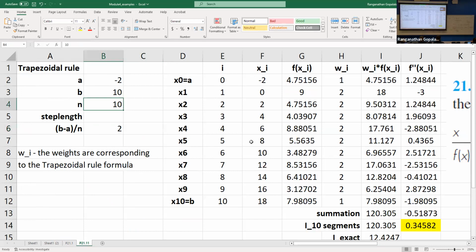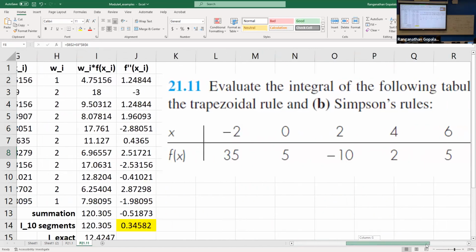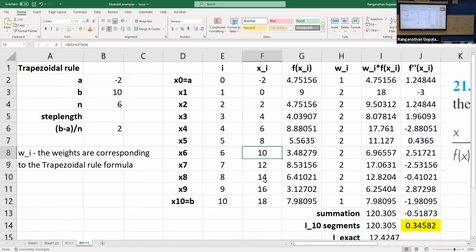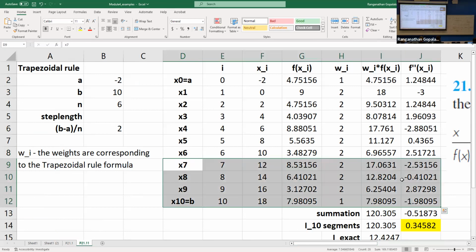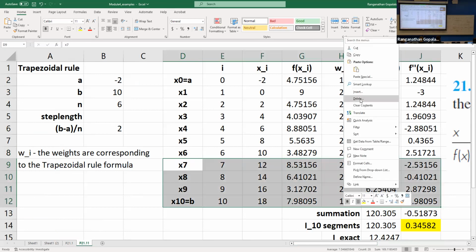And what is the number of segments? 6. Now if I look at this table, I didn't do anything else. The xi value just got updated automatically because I had already set it up. I need up to x equal to 6 because 10 is the last value, and the other values 7, 8, 9, 10, I don't need them because they are not part of my calculation anymore, so I'll delete them.